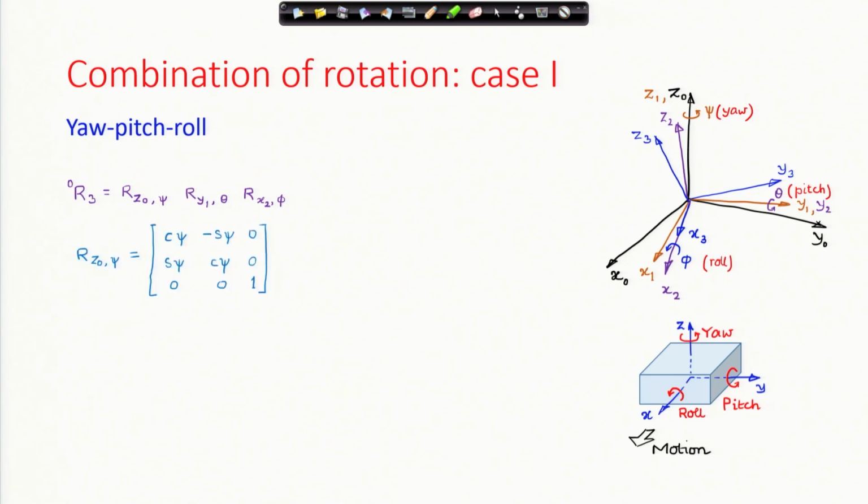Rotation about z naught by an angle psi. Now, I am not going to discuss individually, because we have already looked at representation and you have learned how to write down these matrices. Therefore, I will skip the construction you already understand now.